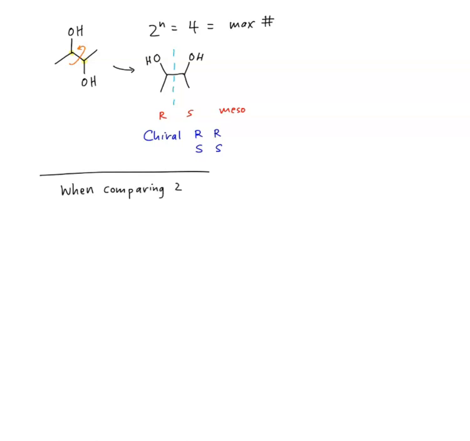When you're comparing two structures, typically the question involves what's their relationship? Are they identical? Are they constitutional isomers? Are they enantiomers? Or are they diastereomers? So the first thing would be to rule out constitutional isomers. So take your two structures and make sure that the connectivity is the same. If it's different, they're constitutional isomers, and you're finished.